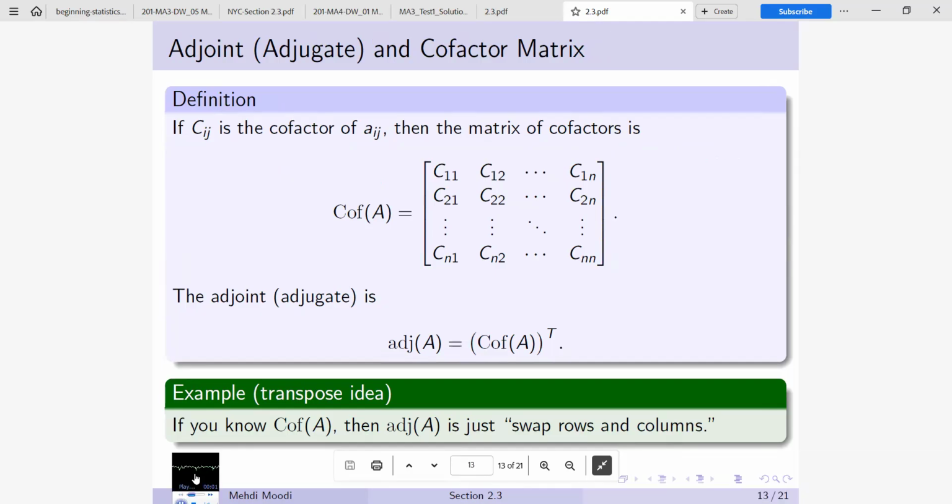Adjoint is just the transpose of the cofactor matrix. So the hard work is cofactors, and the rest is flipping the table. Literally. It's like finishing a long essay and then the last step is just printing it in landscape.